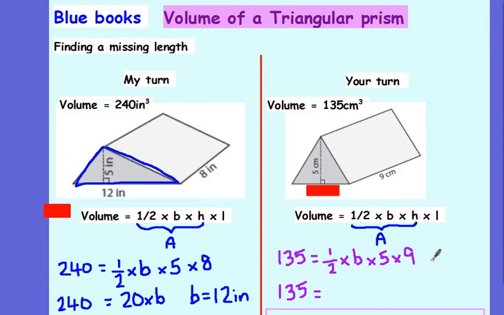5 times 9 gives me what, Jonas? 45, exactly. Divided by 2 is 22.5. Divide both sides by 22.5. Could have used a calculator at this point if you wanted to. The base is equal to 6 centimetres. Ta-da! Please make sure you've got this example written in your dark blue books.